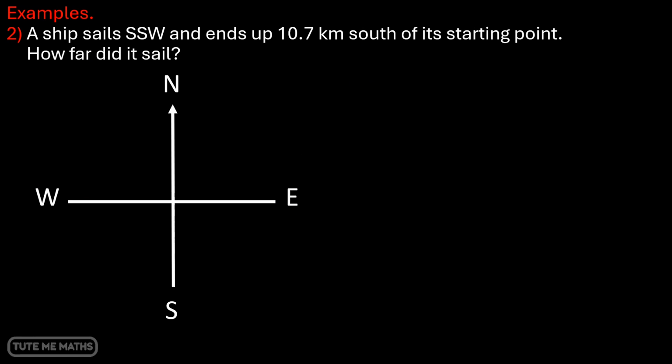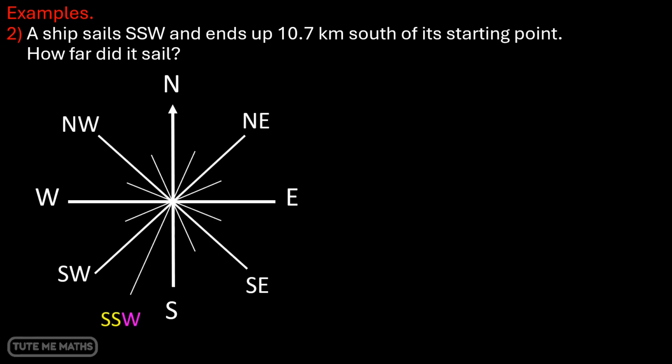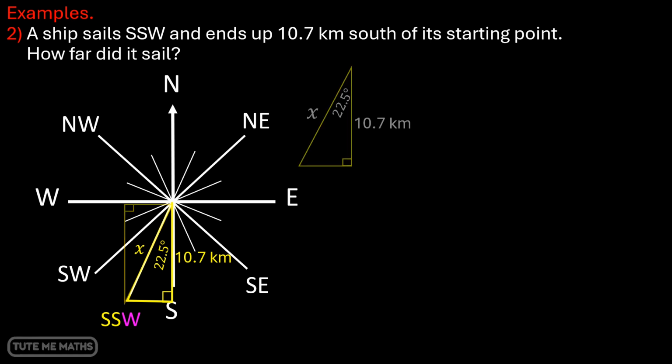In example 2, this time the ship sails south-southwest, reaching a point that is 10.7 kilometers south of its starting point. We are told this southerly component is 10.7 kilometers. We want to know the actual distance sailed, so we mark our pronumeral x here. Halving our right angle twice, we find that this angle is 22.5 degrees, although you might simply remember that it is so. We could use this triangle or this one instead.